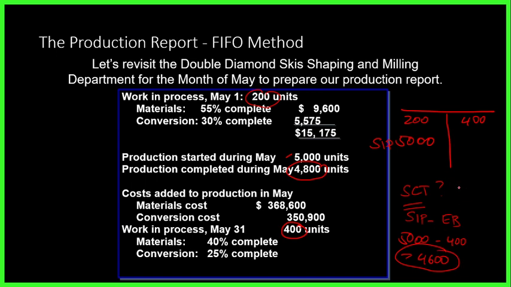It's 4,600. But how many units were actually completed and transferred? It's 4,800, because the 200 from the beginning also went there. So 200 plus 4,600 gives you 4,800. Of your 5,000, 400 went to your ending inventory, so out of 5,000, only 4,600 was started and completed.